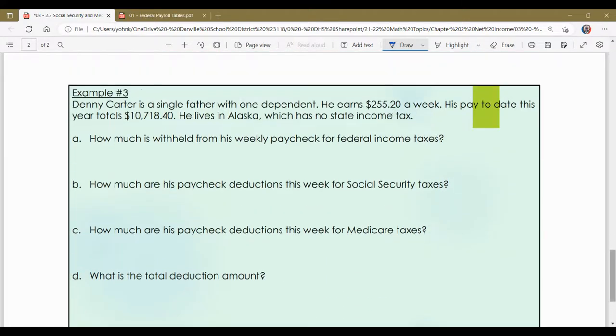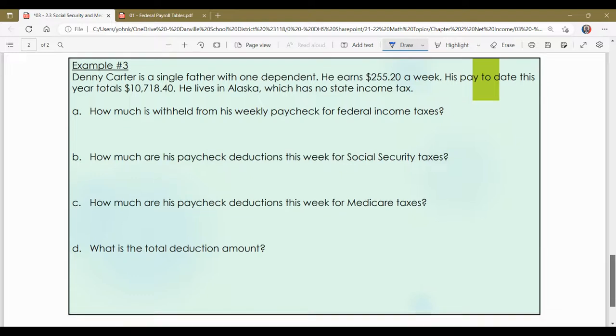All right, let's do example number 3. Denny Carter is a single father with one dependent. He earns $255.20 a week. His pay to date this year totals $10,718.40. He lives in Alaska, which has no state income tax. Part A, how much is withheld from his weekly paycheck for federal income tax?